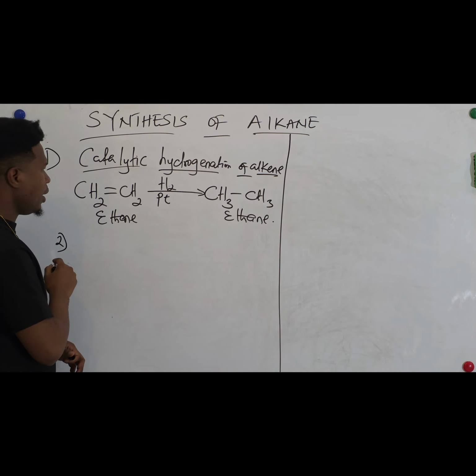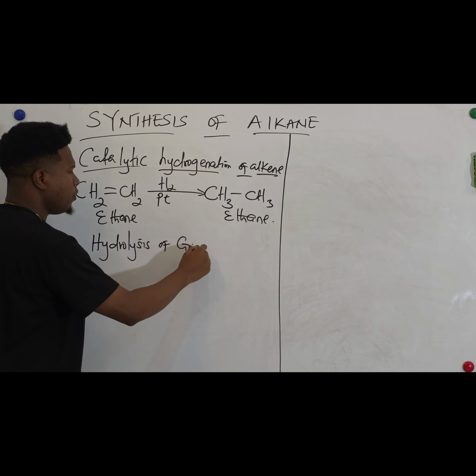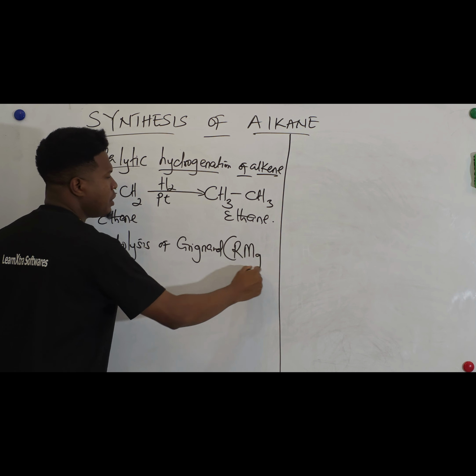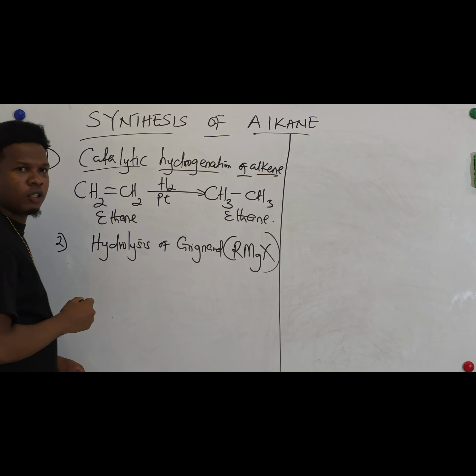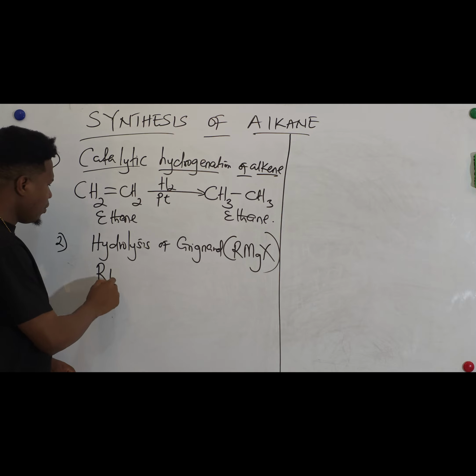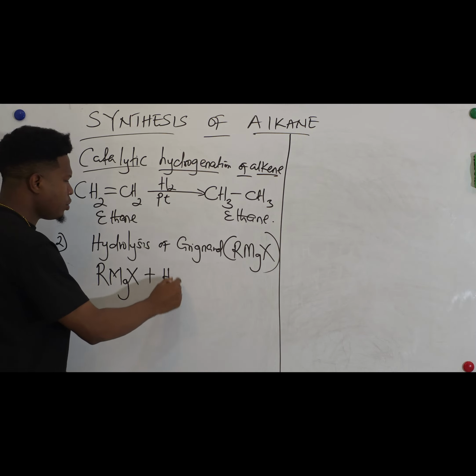hydrolysis of Grignard. Hydrolysis of Grignard. Grignard is represented as RMgX. So when you hydrolyze a Grignard reagent, you will get an alkane. So how do you do that? RMgX reacting with water, H2O.